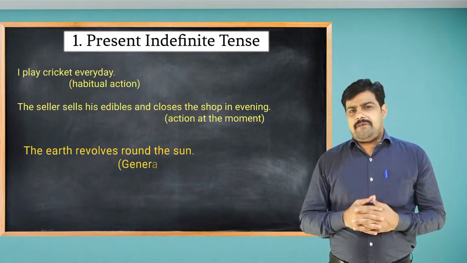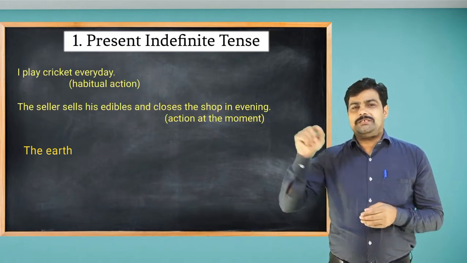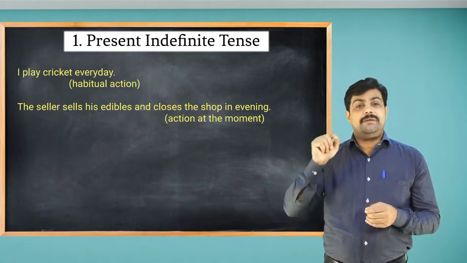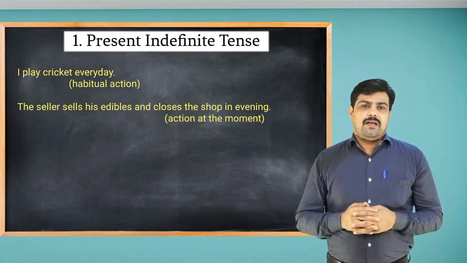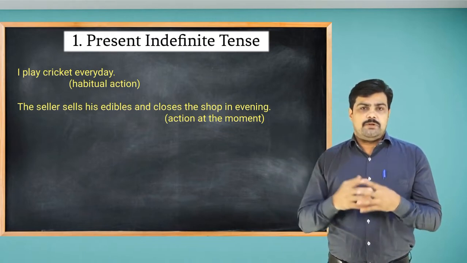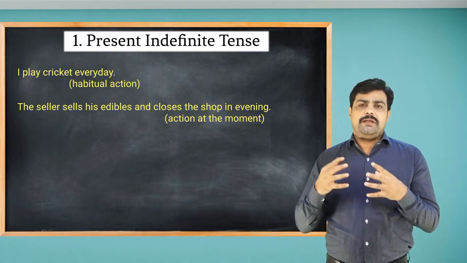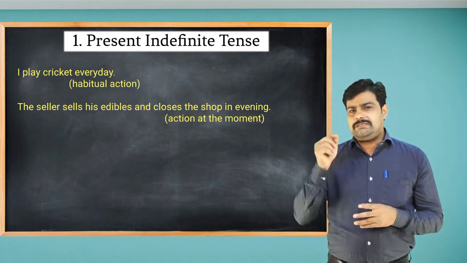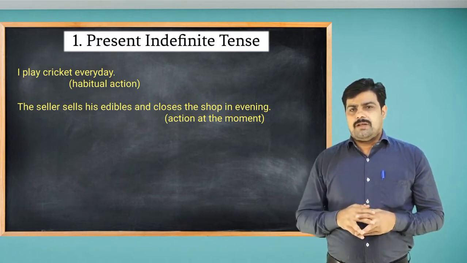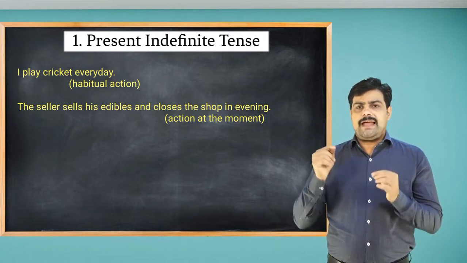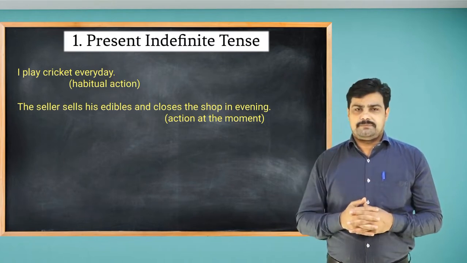I play cricket every day. Once again, it is a habitual action. It is a habit in the present. The sailor sells his edibles and closes the shop in the evening. What does this sentence show? This sentence shows an action at the moment.